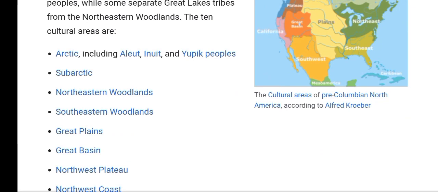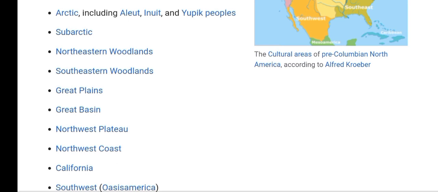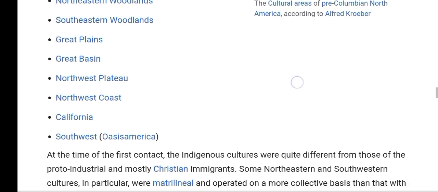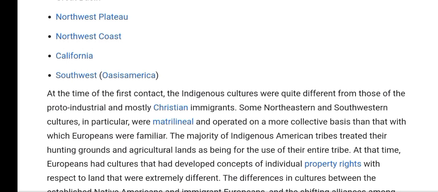first, the Arctic, including the Aleut and Yupik people. Second, Subarctic. Third, northeastern woodlands. Next, southeastern woodlands, Great Plains, Great Basin, Northwest Plateau, Northwest Coast, California, Southwest.